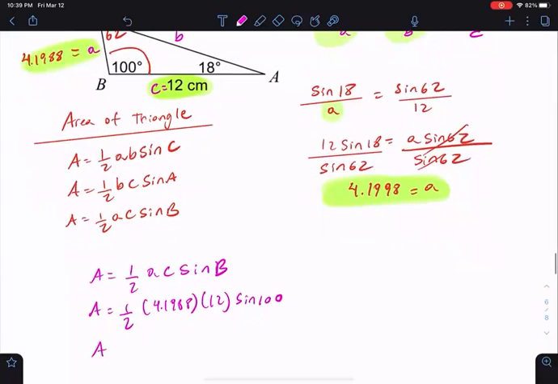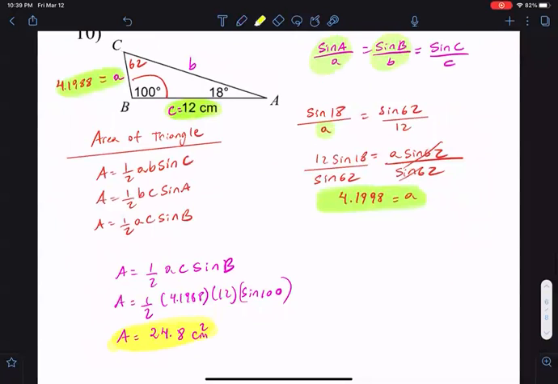So if you compute this, you get what? 6 times all this calculation, right? This is just computation. So let's do that. This is 6 times 4.1988 times sin 100, and you get 24.81. Remember, they say round to the nearest tenth, so this is going to be just this thing. And the units are square centimeters, right? So that's it. That's your answer. That's how you do it. I hope this makes sense.